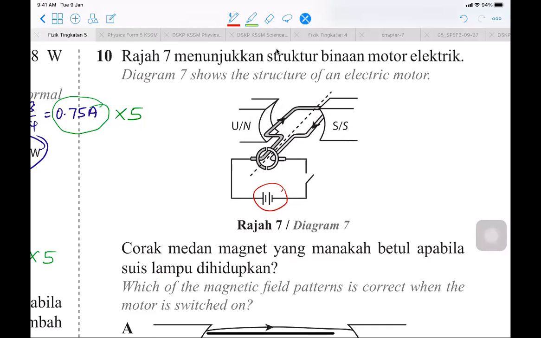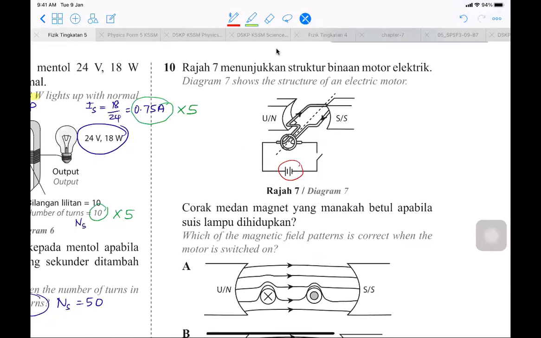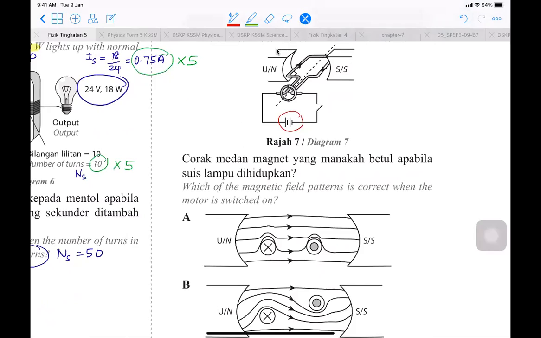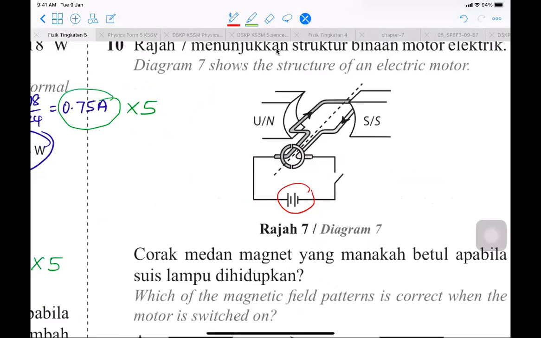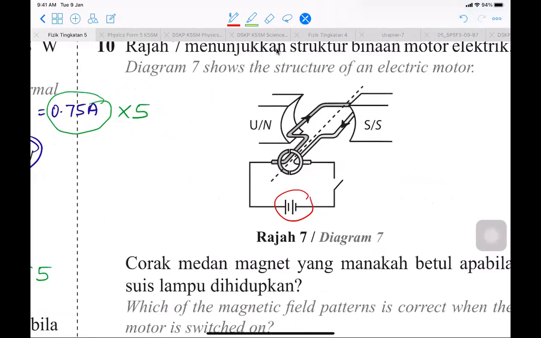Okay, so question there, which of the magnetic field pattern is correct when the motor is switched on? So which one? So what law ataupun rule should we use here? What rule?